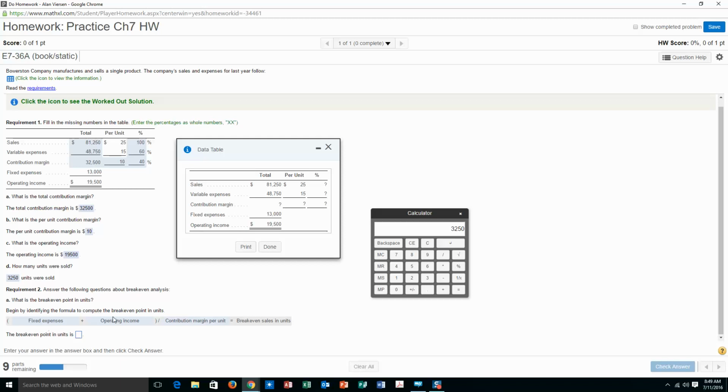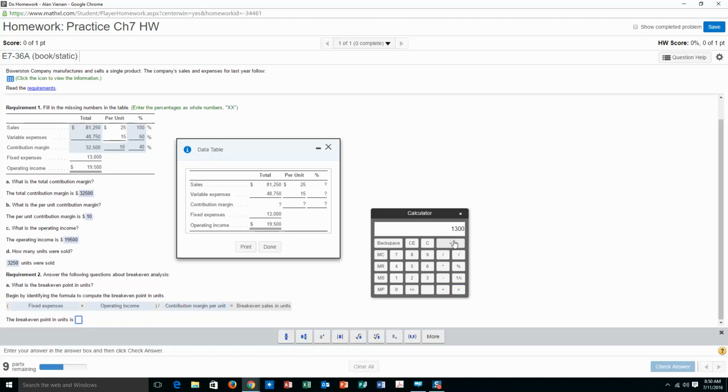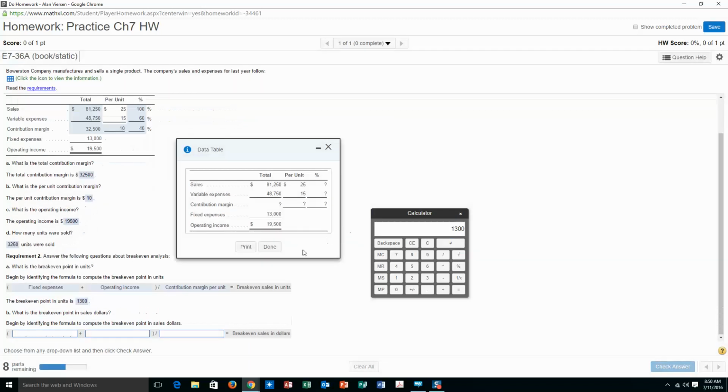So my break even is my fixed expenses, which are 13,000. I go back to my table and find 13,000 fixed expenses. Again, the operating income when you're breaking even is 0. Then I divide this by the contribution margin per unit, so I go over to my table and divide by 10. So I have to sell 1,300 units in order to break even. Let's make sure the answer is correct, and it is.